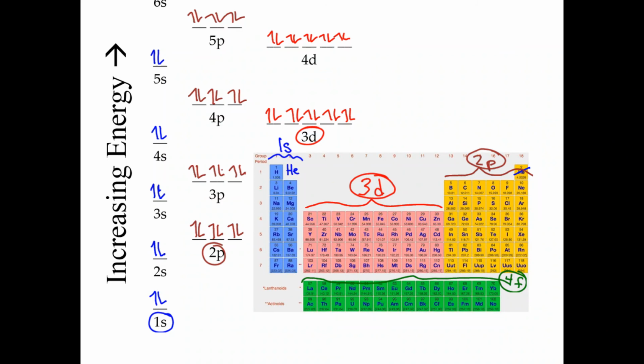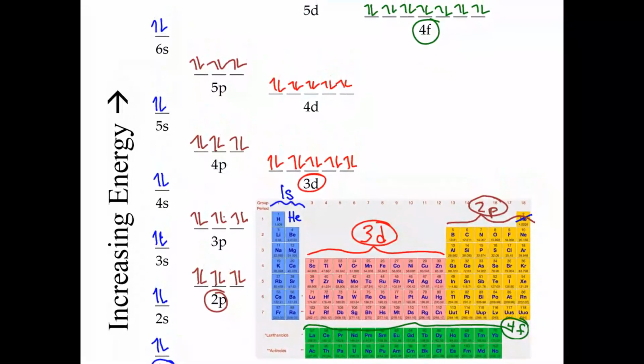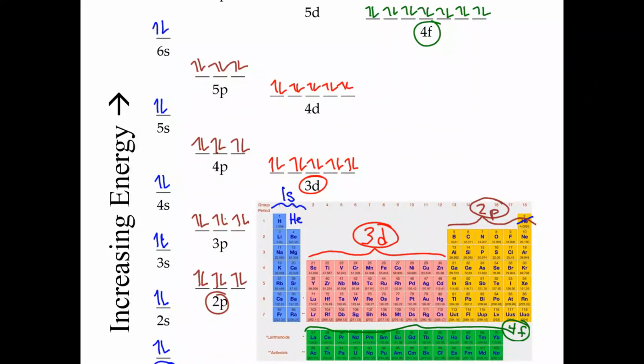Now it's going to get a little tricky. We're going to go to 6s, which, as I scroll my screen down a little bit, is going to be right over here, 6s. And then look what happens. After 6s, you go down to the first green set I have, and that's going to be the 4f right there. And then after you're done with the green, you go back to where you left off, which is right here, and this is going to be the 5d. So this is 5d right here, okay, which you could see up here on my little chart. And then after 5d is going to be 6p, which you could see on your paper.